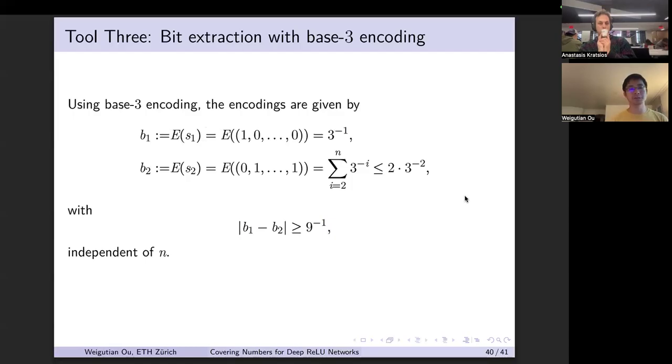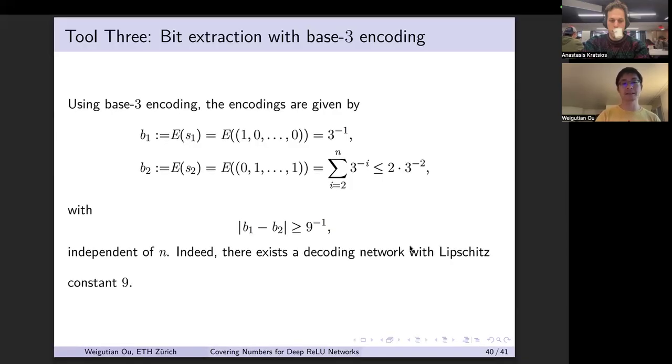But what happens if we use base 3 encoding? Here, B1, which is the encoding of S1, would be 3 to the power of minus 1, and B2, which is the encoding of S2, is less than 2 times 3 to the power of minus 2. The difference between these two encodings is greater than 1 over 9, which doesn't depend on n. So that means maybe the Lipschitz constant of our decoding network can be at most 9. Indeed, we can construct a decoding network with Lipschitz constant 9.